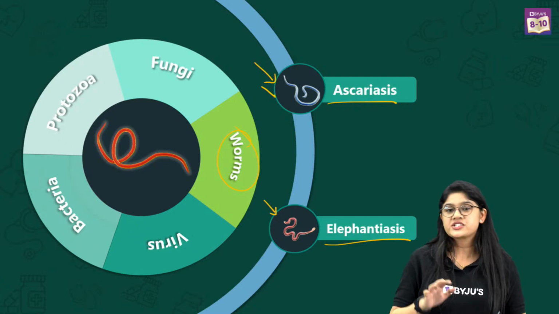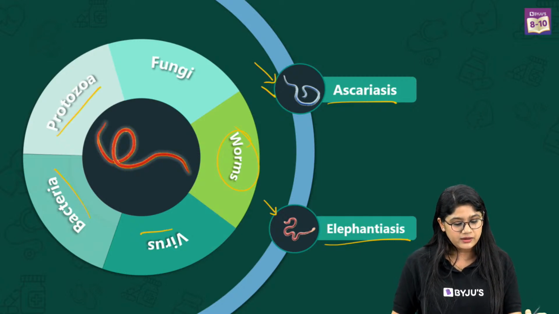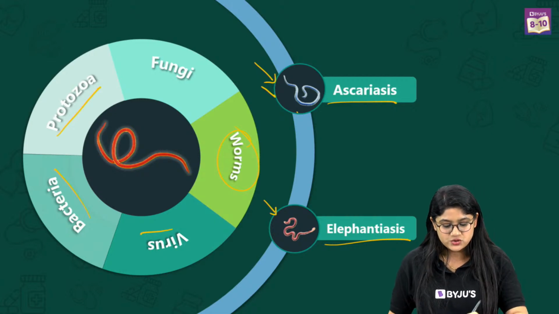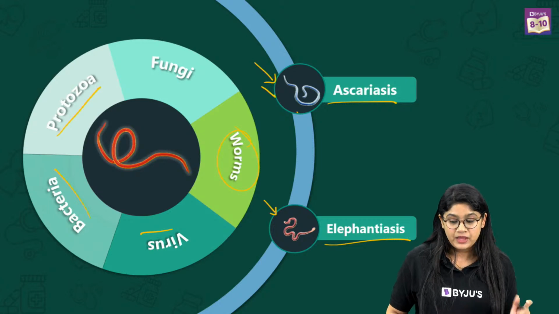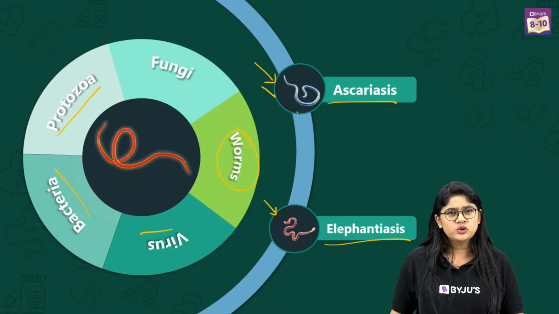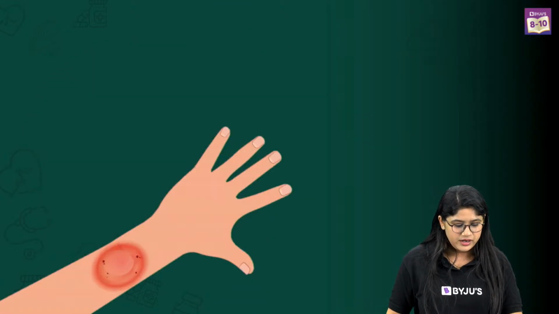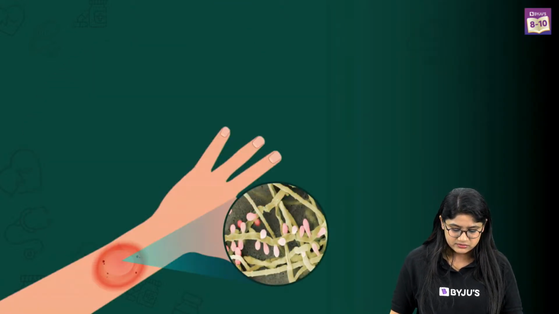Yes, so we have discussed the protozoa, right? We have discussed the virus, bacteria, and now we're discussing the worms. And we have these two diseases that are caused by the worms, right? Now, let me ask you a very, very easy question. Over here, what is it? Can you see something like this?